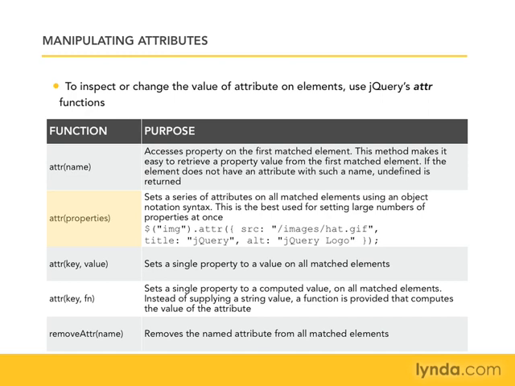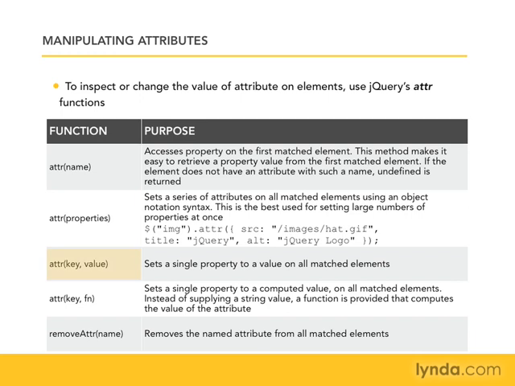This version here, attr, that takes a properties argument, sets a series of attributes on all of the matched elements. Remember, you're calling this on the result of a selector and filter, probably. So it will set the attributes on all the matched elements using regular JavaScript object notation syntax. This is best used for setting large numbers of properties at once. You can see an example here. In this case, on an image, I'm calling the attribute function and passing in values for source, title, and alt. And that's done using a JavaScript object.